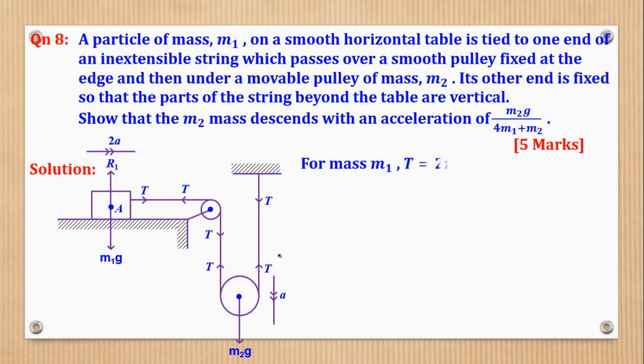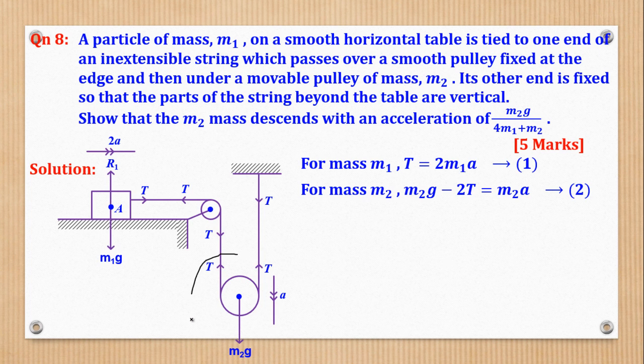Then I can use F equals ma. So for mass m1, there is only this force, there is no opposing force. So this is equal to ma, where a is 2a, so m1 times 2a gives you 2m1a. Then for the mass m2, here now, it becomes 2m2g minus 2T is equal to m2a, which is this.